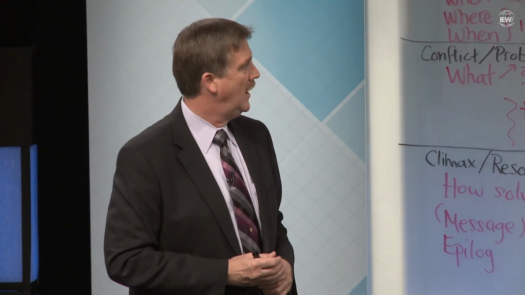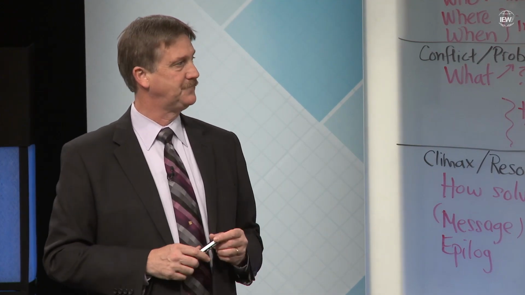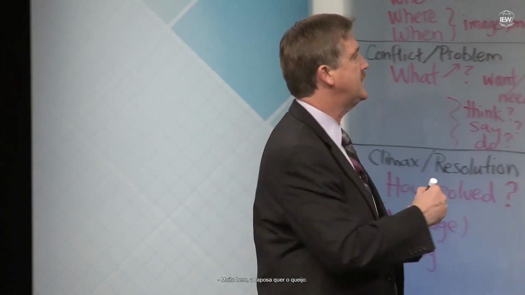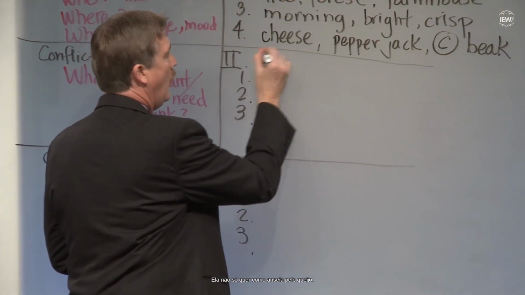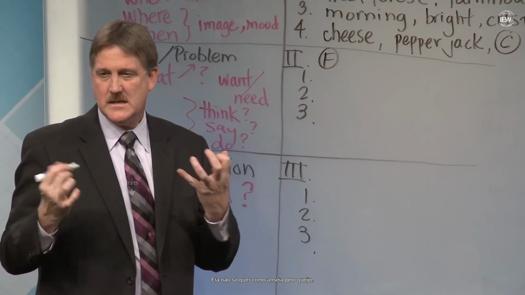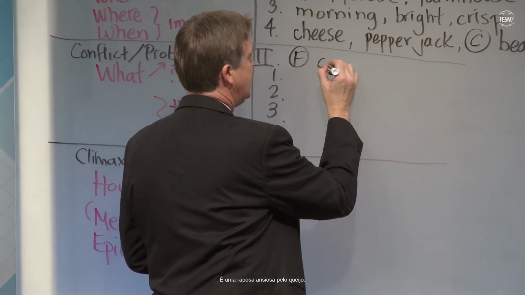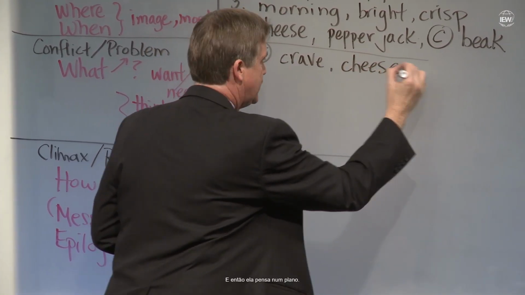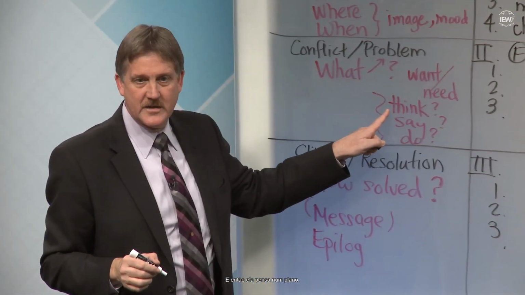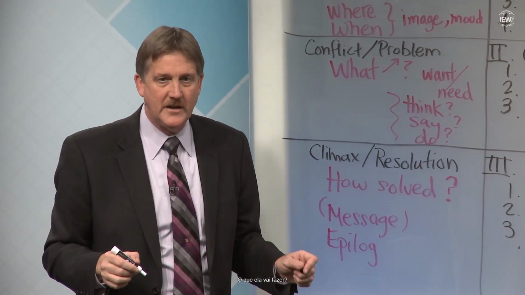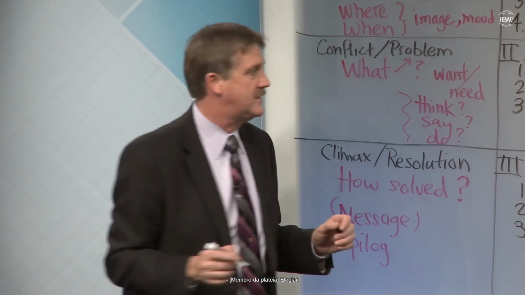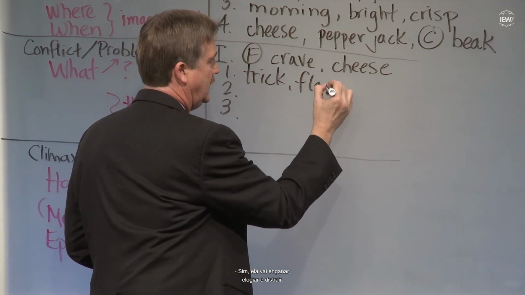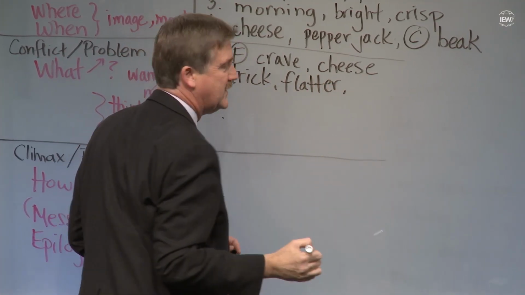Right? All right, now, what is the problem? What is the problem? All right, Fox wants the cheese. He doesn't just want the cheese, he craves the cheese. He's a cheese-craving fox. All right, so he thinks of a plan. What's he going to do? Yes, he's going to trick, flatter, distract.